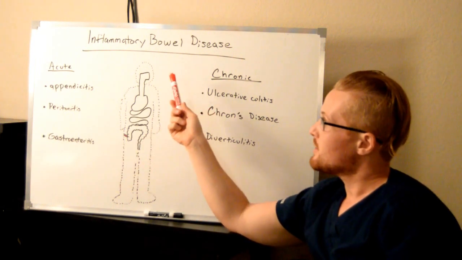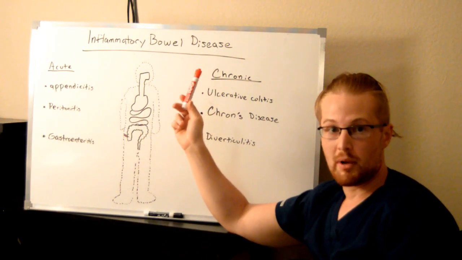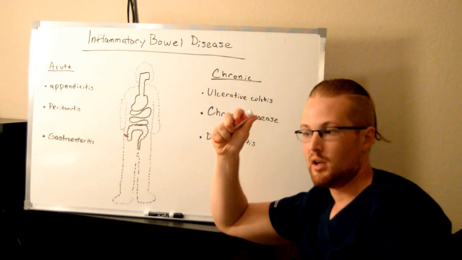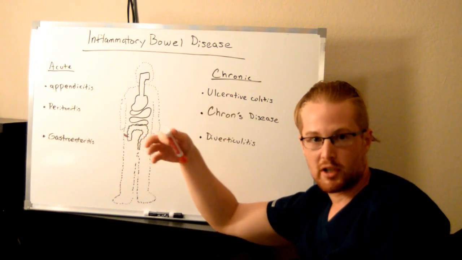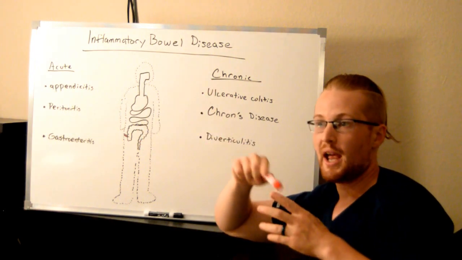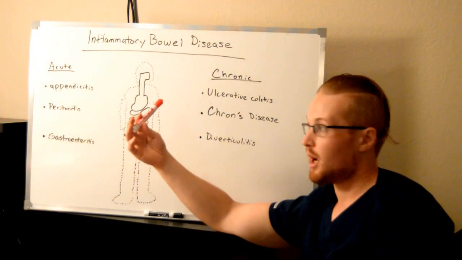But just to summarize, there's acute and chronic inflammatory bowel disease. Acute being something that is sudden, that the patient has just developed and can be treated and be gone and maybe not have to deal with again. Chronic being something the patient's had or will have for a long period of time.